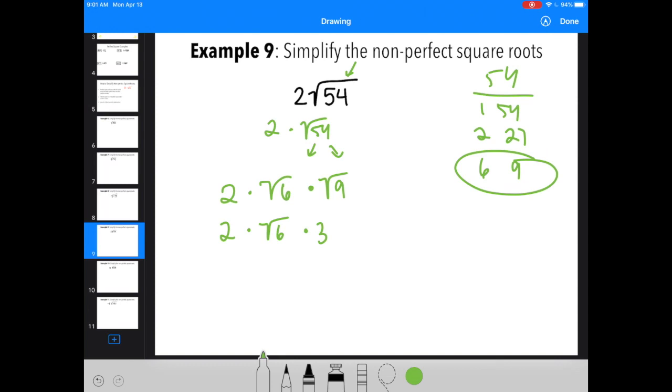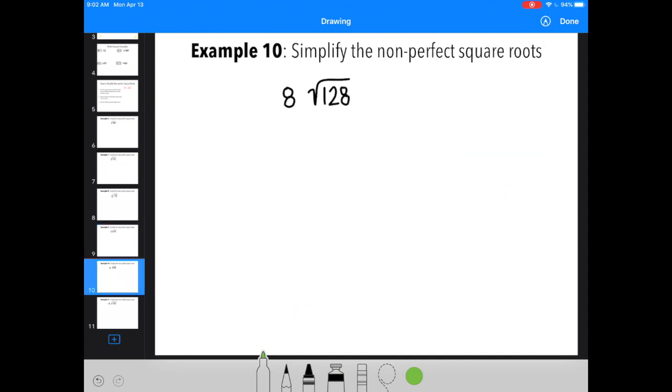So what can I combine there? Well, I can combine 2 and 3. So 2 times 3 gives me 6. So I have 6 times square root 6, or 6 square root 6 as my final answer. Okay, so when you're given junk in front of your trunk, you just kind of let it dangle until you simplify that radical, and then you combine. Okay, let's try another one.